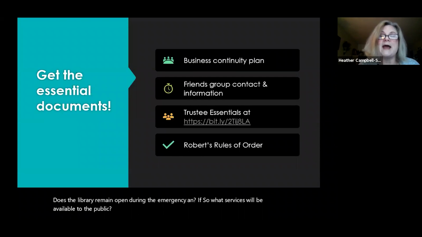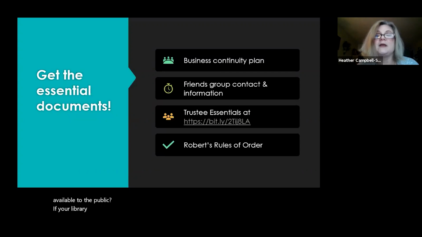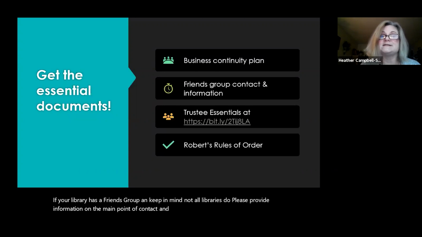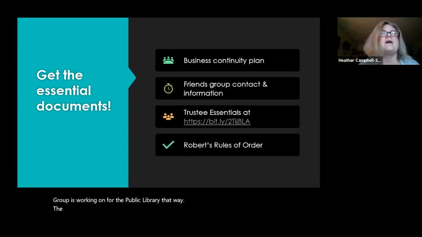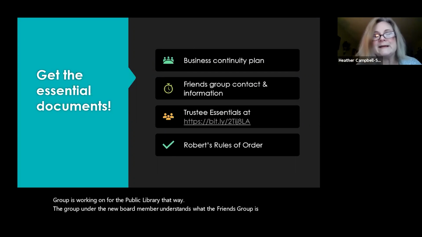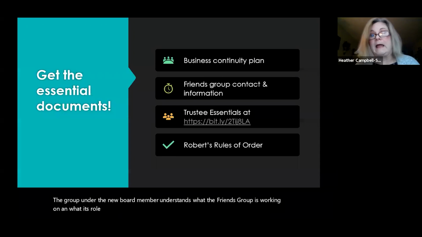If your library has a friends group, and keep in mind, not all libraries do, please provide information on the main point of contact and information on the projects the friends group is working on for the public library. That way, the new board member understands what the friends group is working on and what its role is in helping the public library.